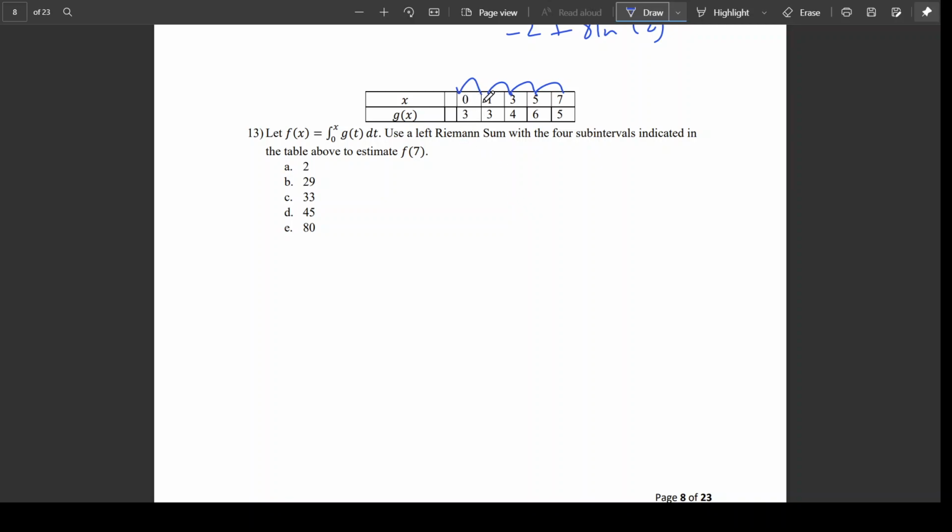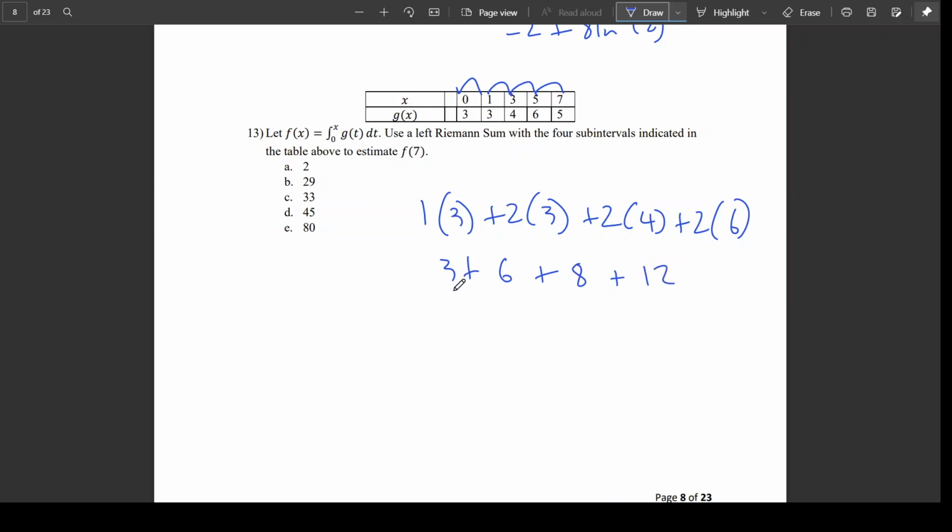So for this first one, the difference between 0 and 1 is 1, and the left value is 3. The difference here is 2, and the left value is again 3. The difference here is 2, and the left value is 4, and finally the difference is again 2, and the left value is 6. So now it's 3 plus 6 plus 8 plus 12, right? 3 plus 6 is 9, 8 plus 12 is 20, 20 plus 9 is 29, and that is B.